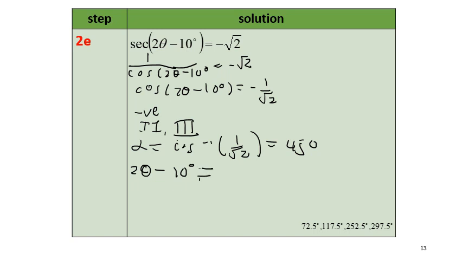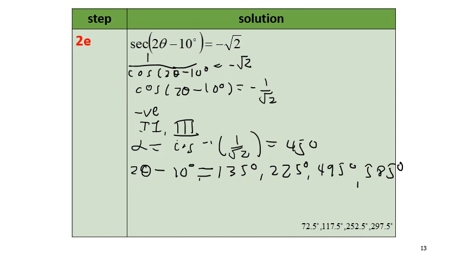And then remember this time it is 2 theta minus 10. Okay, don't forget to equate. So apart from 135 and 225, remember from the previous example, we have to add another two angles. If you already forgot, it's okay, we just calculate again. 135 plus 360, we got 495, and then 225 plus 360, we got 585.